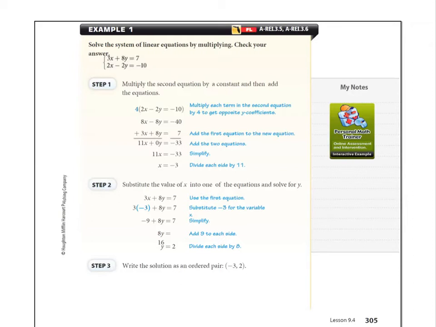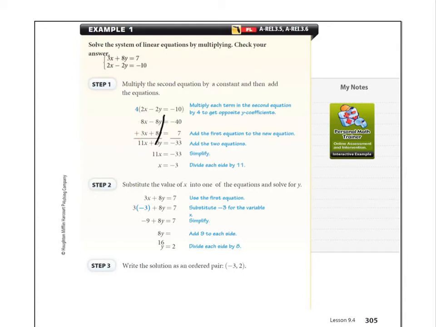So if you look at their step 1, they took that equation, they just wrote it first here, and they multiplied it by 4. Now, in order to keep that equation balanced, you have to multiply everything by 4. And that's where they got the 8x minus 8y equals negative 40. They then brought down that top equation, 3x plus 8y equals 7, and now the y's can cancel, and then we add the other pieces.